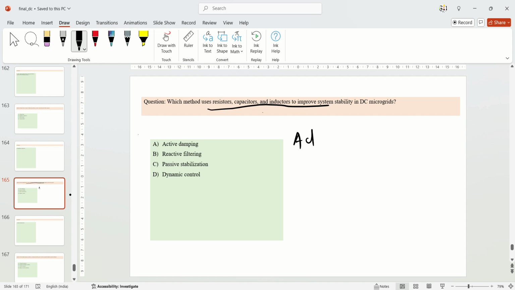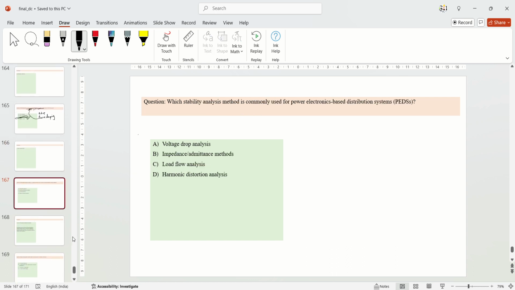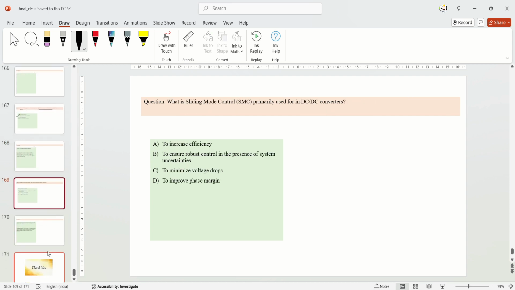One is active damping. The second is passive damping. The passive damping method uses resistors, capacitors and inductors to improve the system stability. Which stability analysis is commonly used for DC microgrids? That is the impedance and admittance methods. Sliding mode control is primarily used for ensuring robust control in the presence of uncertainties. That is one of the important features.